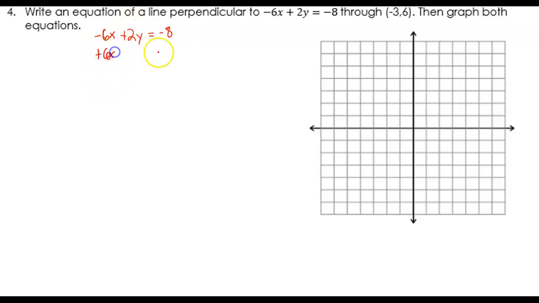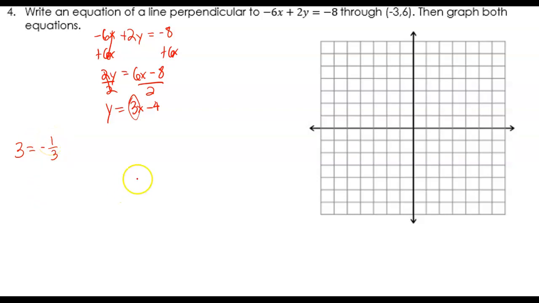I'm going to add 6x to both sides. It gives me 2y, this cancels, is equal to 6x minus 8. And I'm going to divide everything by 2. That gives me y equals 3x minus 4. So now I know the slope of my original line right here is 3. And I need the opposite reciprocal of that. That means I'm going to take 3, flip it over to make its reciprocal, and then make it the opposite, which is negative. So that is the slope of my perpendicular line.